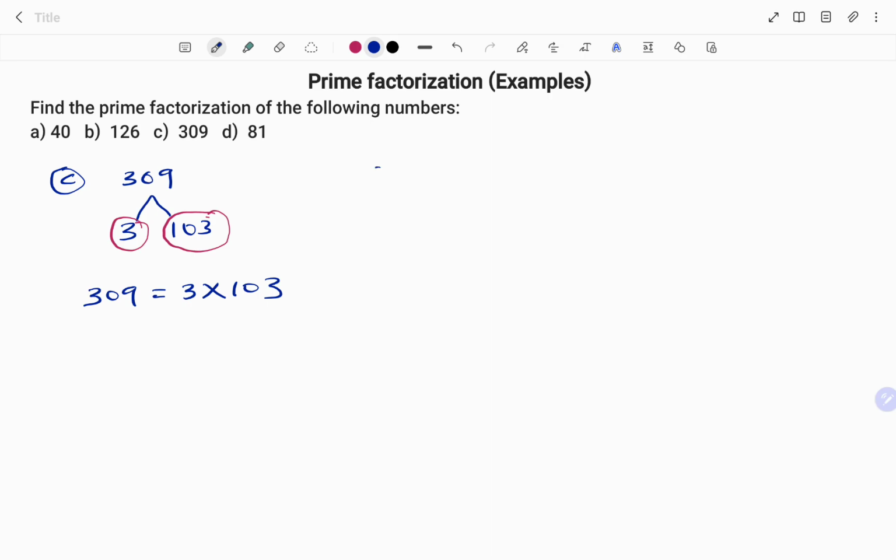The last one, my D, I have 81. 81, I know 3 is a factor of 81, so I'm going to break this down. And I have 3 goes in 81, 27 times. I'm going to circle my 3 because 3 is a prime number. I can further break down 27. I know 3 can go in 27 9 times because I know 3 times 9 is 27. I have another prime number at the end of this branch. Then I can break down now 9 into 3 times 3 will give me 9.